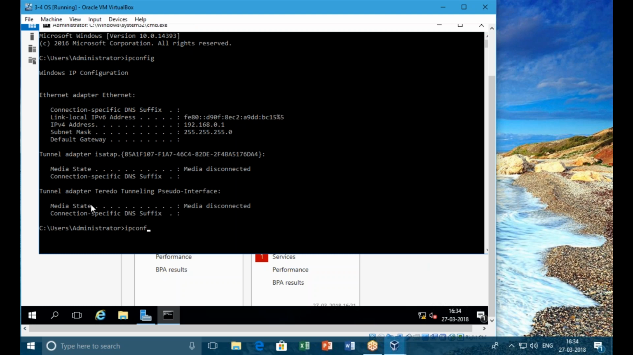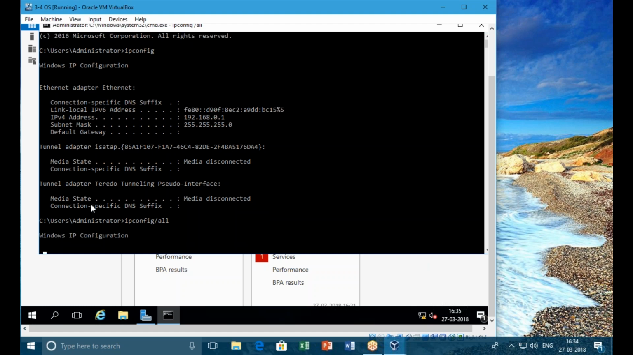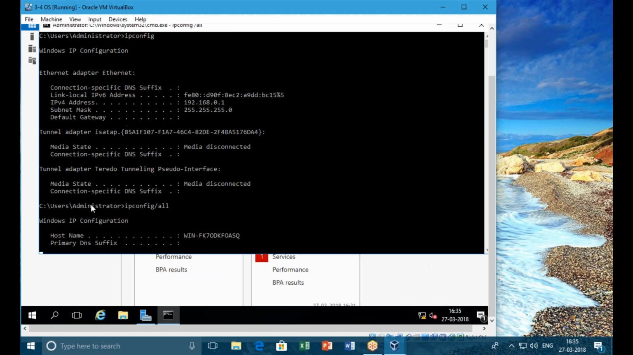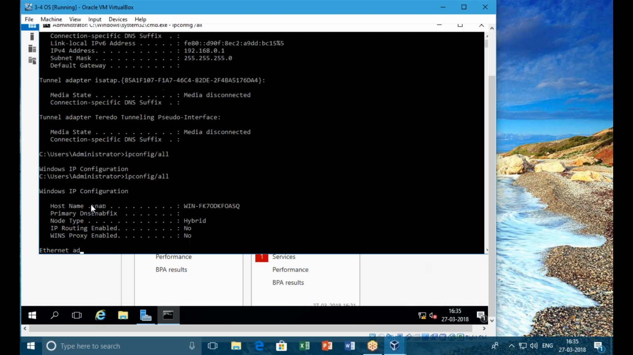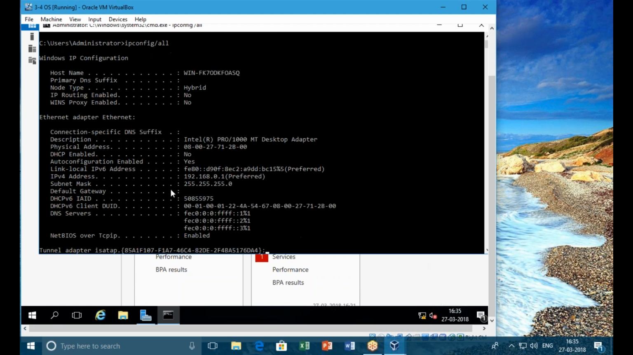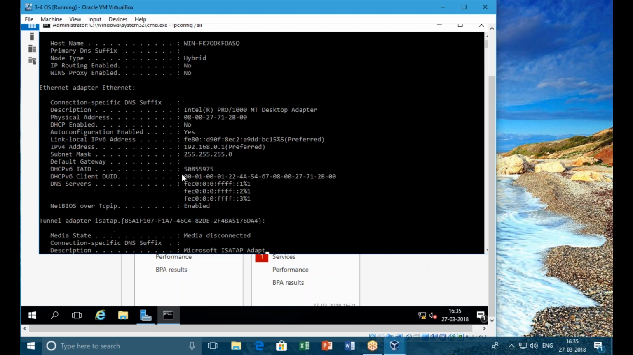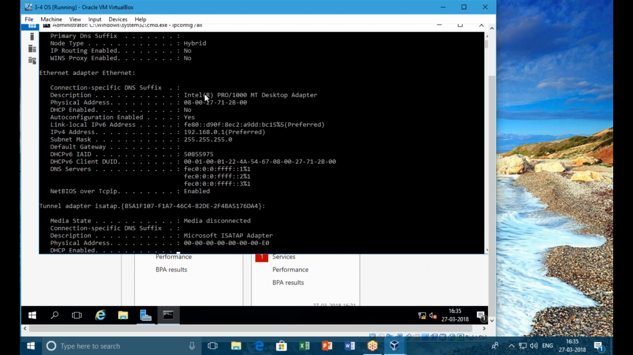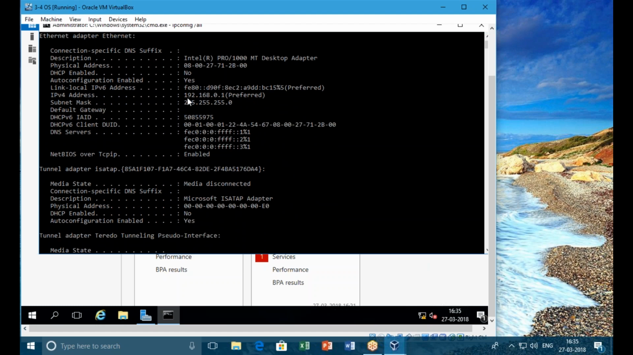ipconfig /all. Along with the IP address, you'll also get the DHCP, DNS, lease period if you have one, and the MAC address. So in this, where will you find the MAC address?